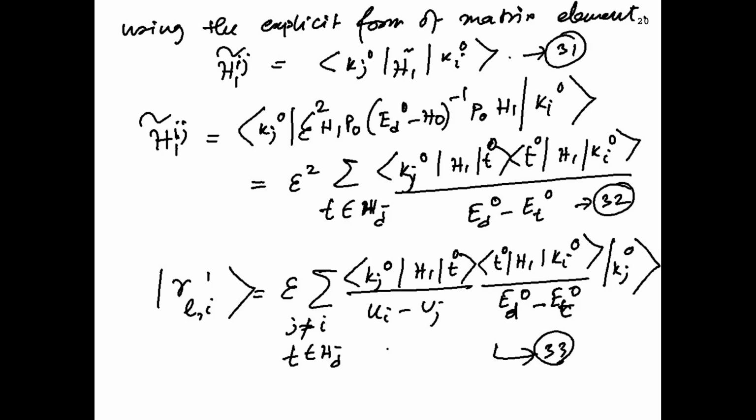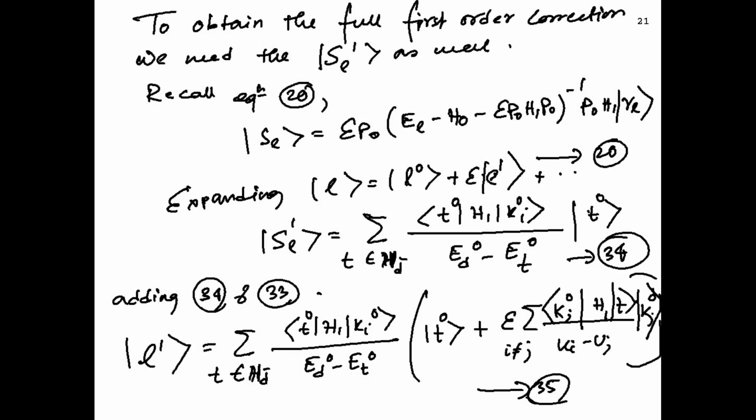Okay. So, to obtain the full correction, notice that we just worked out the R_L, but there is also an S_L, which is the non-degenerate part, which is actually the easier part to handle. So, we worked out the difficult part. Now, we also have to work out the easier part to obtain the full correction in the state up to first order.